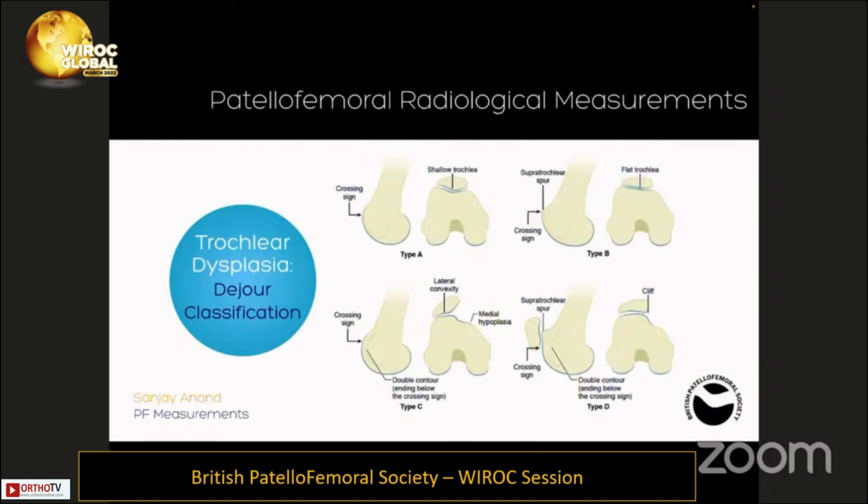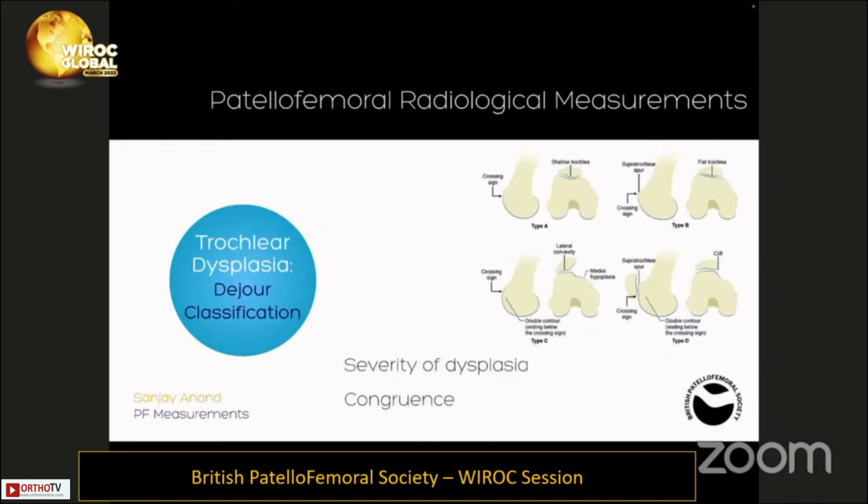And then you start on the axial imaging from a shallow trochlea, which is a type A flat trochlea, type B, and then type C and D, where you start to get this lateral convexity and the medial hyperplasia and the medial cliff. And it looks very easy to differentiate C and D on those pictures. In reality, in the clinic, it can be a little bit more difficult. But that's pretty much the gold standard classification now for trochlear dysplasia.